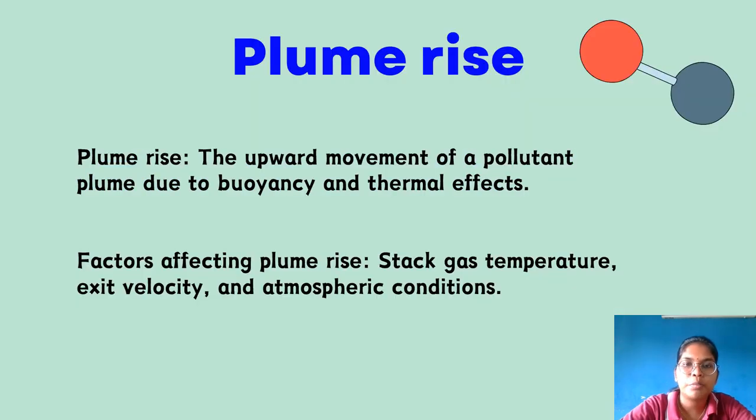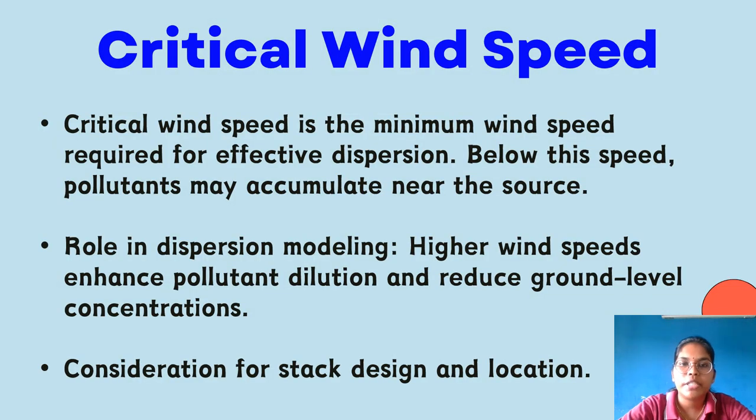Plume rise is the upward movement of a pollutant plume due to the buoyancy of thermal effects. Factors affecting the plume rise are the stack gas temperature, exit velocity, and the atmospheric condition. Critical wind speed is the minimum wind speed required for effective dispersion. Below this speed, pollutant may accumulate near the source. Higher wind speeds enhance pollutant dilution and reduce ground level concentration.